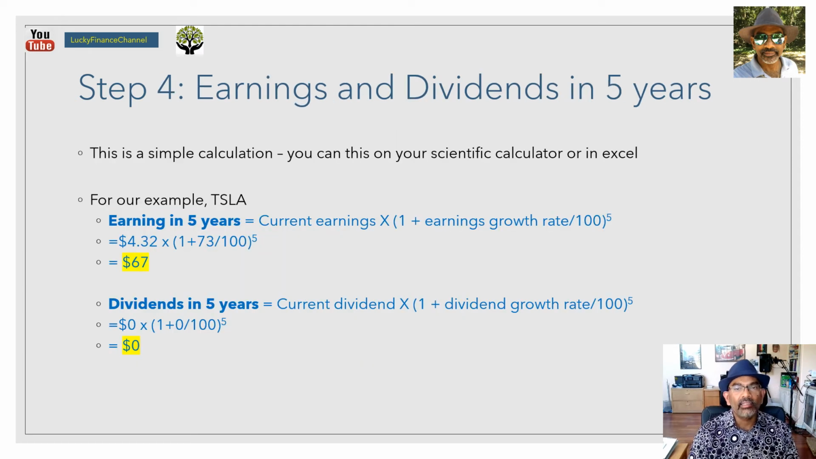So let's calculate the earnings and dividends in 5 years. Let's assume no dividends. So let's assume Tesla is not going to pay any dividends. For the earnings in 5 years, you take the current earnings, which is the $4.32, and you multiply by 1 plus the earnings growth rate, which is 73% over the next 5 years, divided by 100 and raised to the power of 5. So you can do this on your scientific calculator, on your mobile phone, or on Excel. And you get the earnings in 5 years at about $67. Let's just round it off.